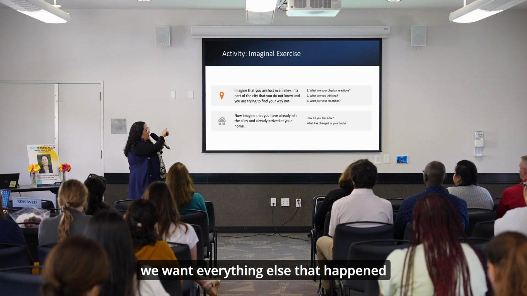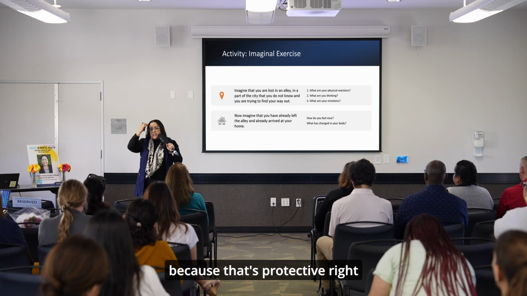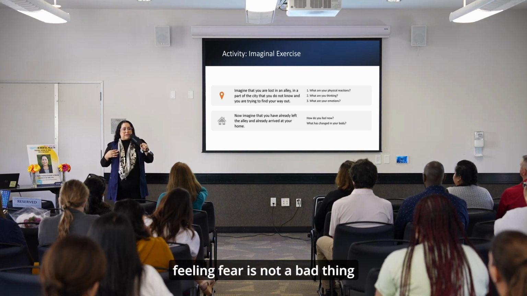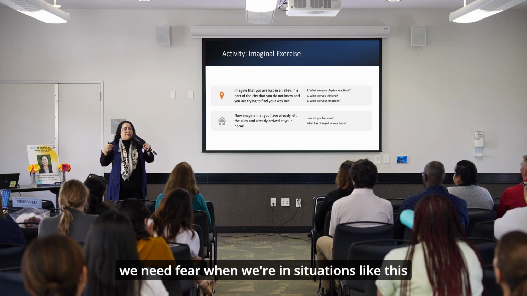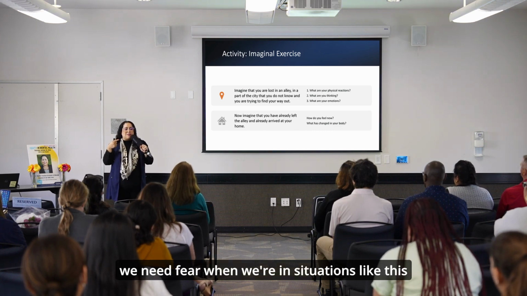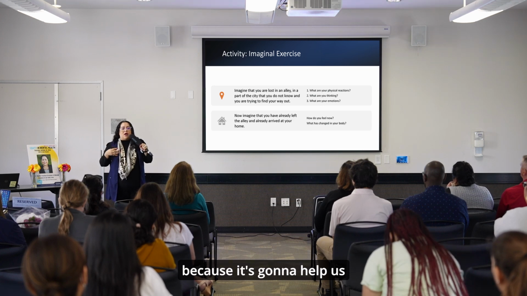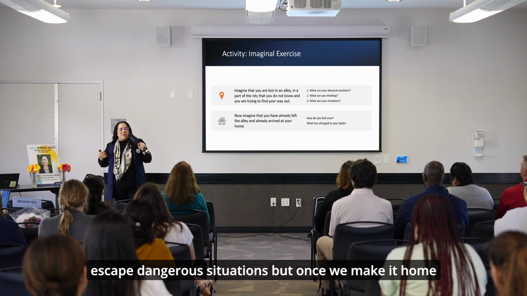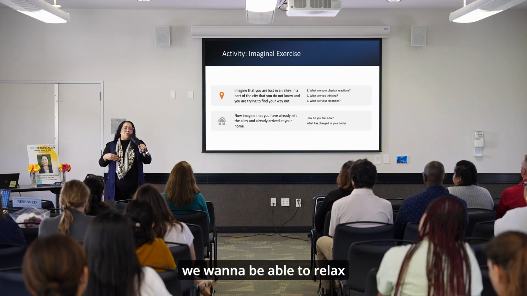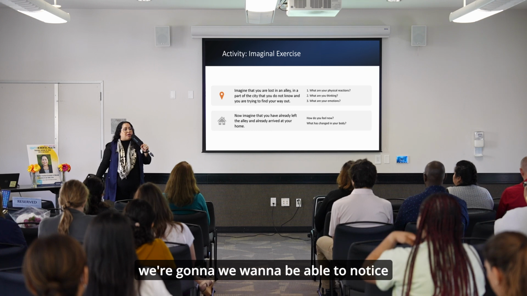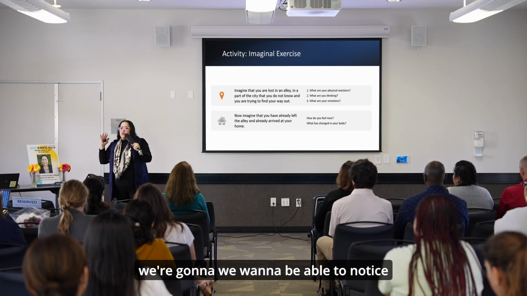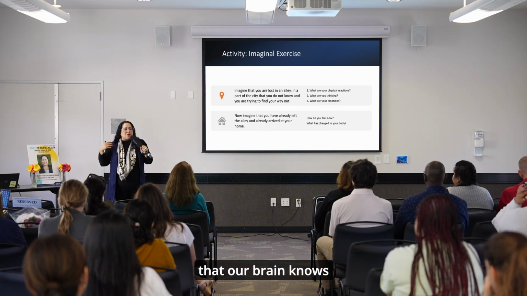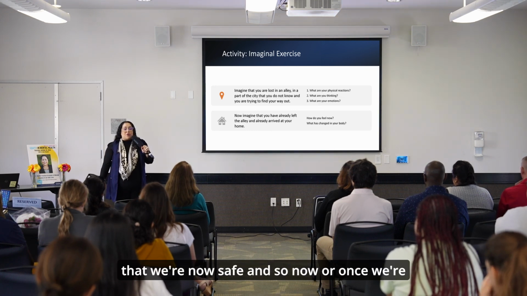We want everything else that happened because that's protective, right? Feeling fear is not a bad thing. We need fear when we're in situations like this because it's gonna help us escape danger, escape dangerous situations. But once we make it home, we want to be able to relax. We want to be able to notice that we're no longer in danger, and we want to send that message to our brain so that our brain knows that we're now safe.